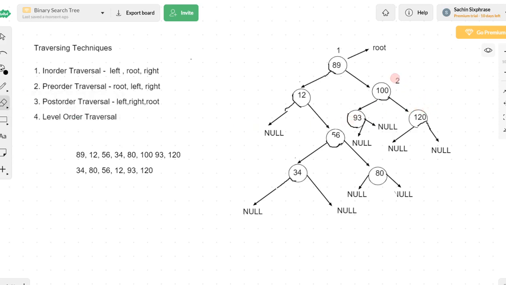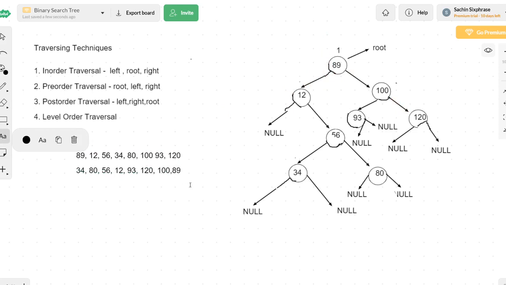Coming to 100, left 93 completed, right 120 completed. Now the root data 100 has to be printed. So after 120, it will be 100. Now for 100, left, right, root is completed. So now move to the previous node, which is the root node. For root node 89, left completed, right completed, root is still pending. So we have to print root at last. So 89 will be printed.